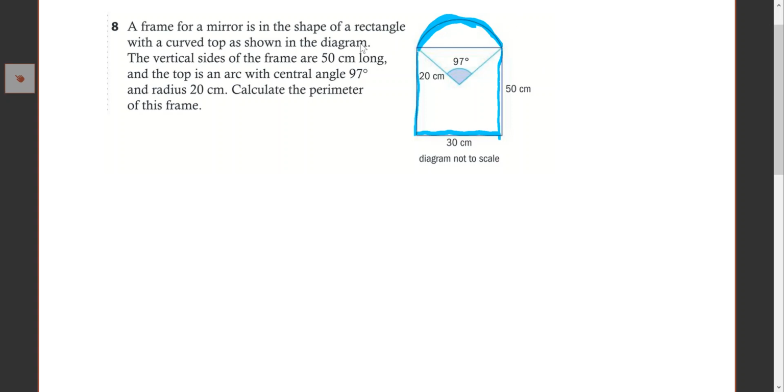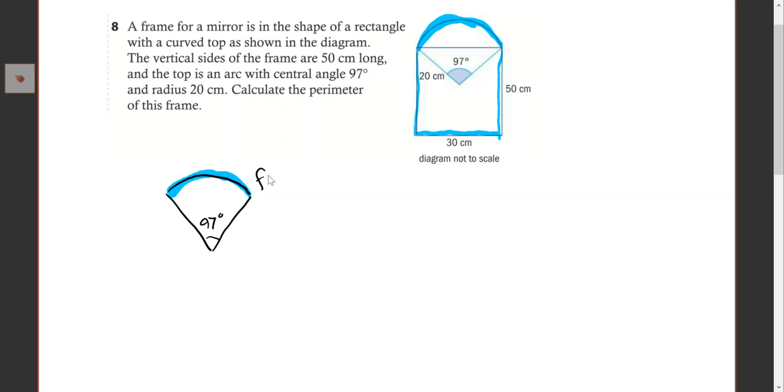So we've got a frame mirror, the shape of a rectangle with a curved top in the diagram. The vertical sides of the frame are 50. The top is an arc with central angle. So that's the bit of information you needed. Just to redraw, an arc where the angle is 97 degrees. So all you need is that length. That's the first bit of maths that we have to do. So how do you find that?